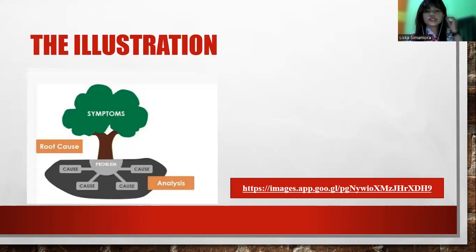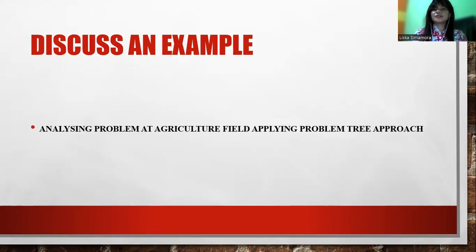So this is the illustration of the problem tree approach. Here is the cause in the root, and next the problem nearby the trunk, and also the symptoms. The symptoms are displayed by the branches and also the leaves. I took the picture from this link. Okay, so let's go to one example about the problem tree approach.